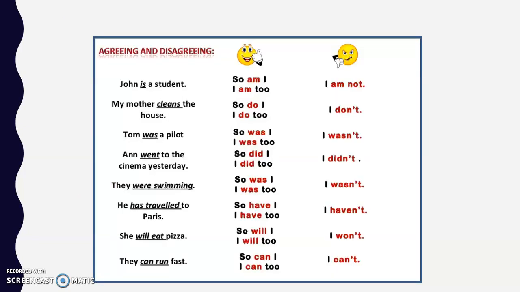Okay, here I am going to show you a little chart in which you can have the examples that you can have in all of the tenses that we have studied.